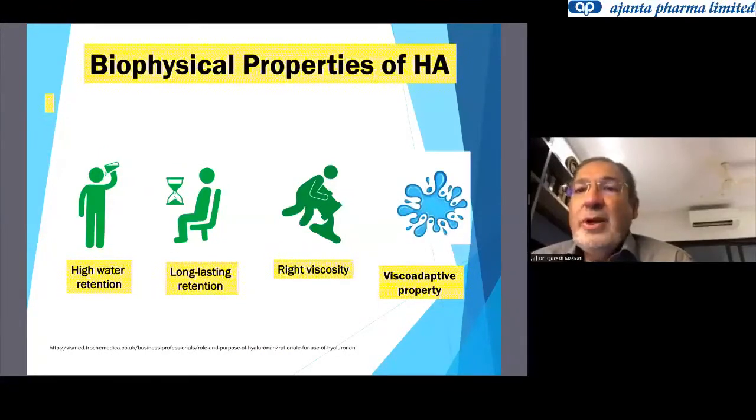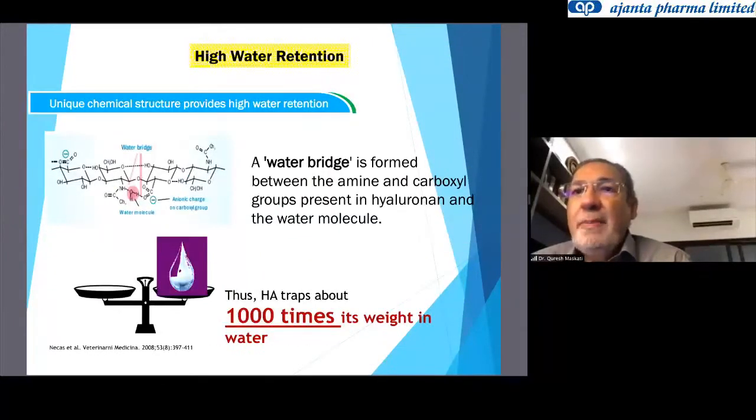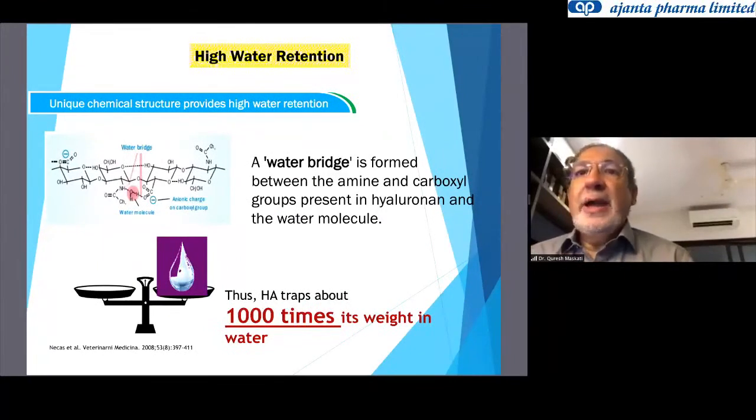It has a high water retention, which is long lasting. And how does it do this? HA has this peculiar ability of trapping 1,000 times its weight in water. It forms a water bridge between the amine and carboxyl groups, as you can see in the chemical slide, which none of you understand. And by this water bridge, it's able to trap 1,000 times its weight in water, which is a very good quality to have.